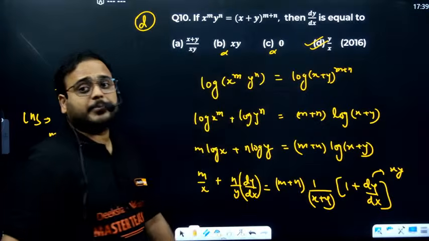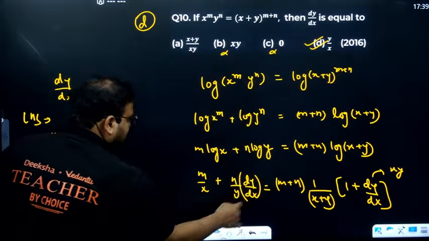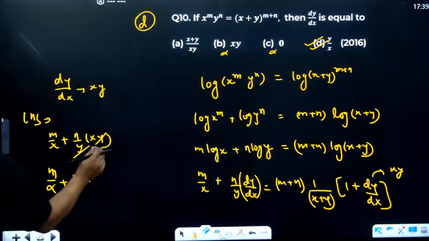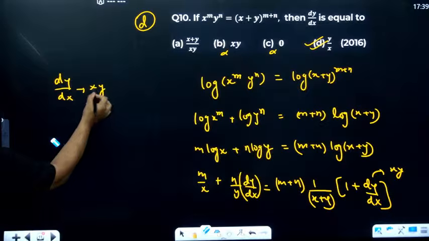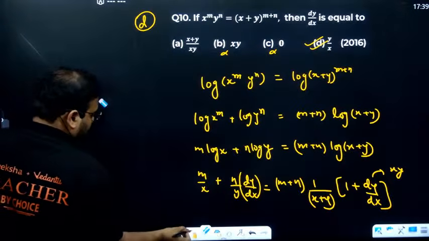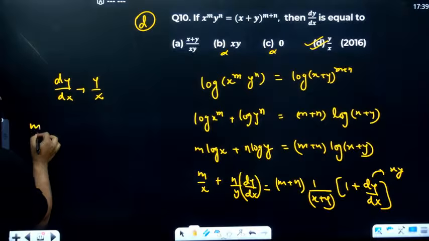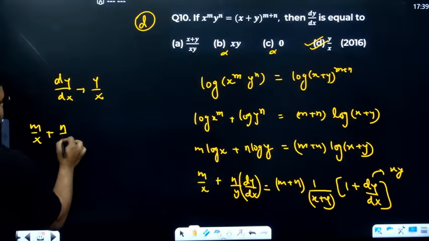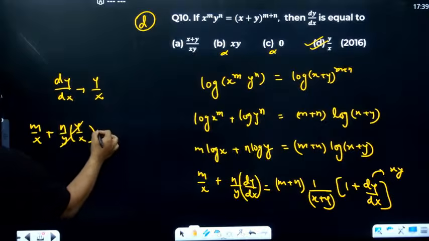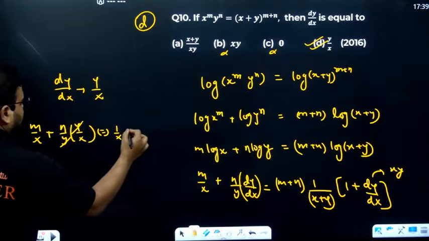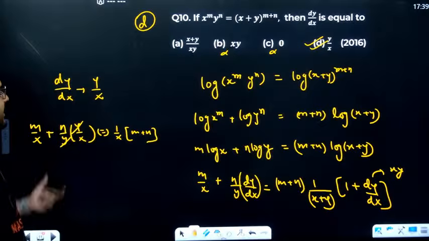Next simple one, option D, now you look at. Put y by x in place of dy by dx. Let's put y by x. You'll check, you'll have m by x plus n by y times y by x, y cancels. This becomes 1 by x times of m plus n. That is my LHS.